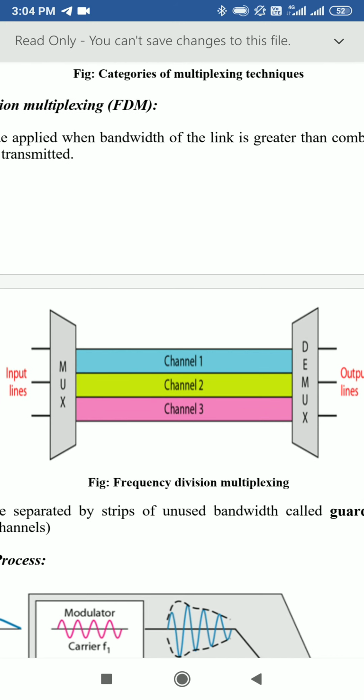This is the diagram for frequency division multiplexing. What we are doing: mux is used at the sender side, demux is used at the receiver side. Both are connected through the transmission medium or the link. And here the link has been divided into three channels. And for all the three channels, different frequencies have been assigned. So frequency division multiplexing is nothing but dividing the entire frequency into various channels by assigning frequency ranges.